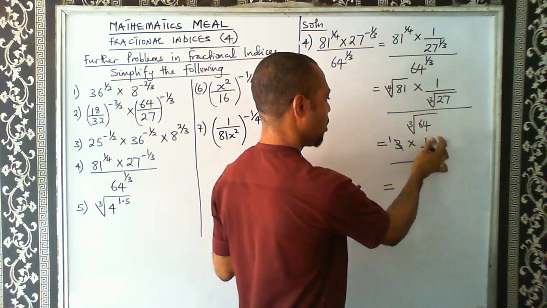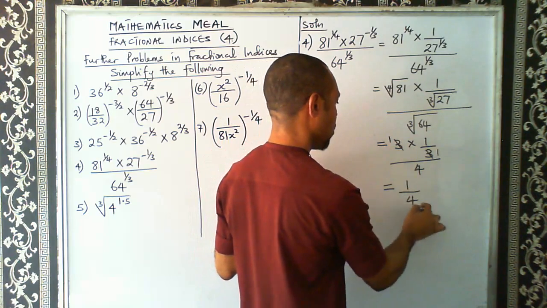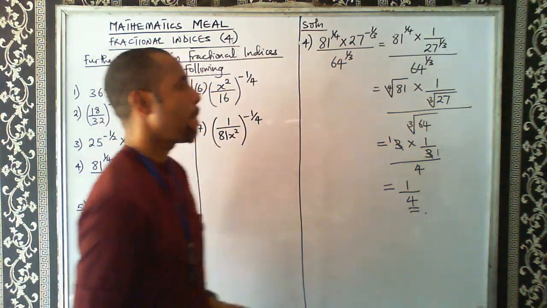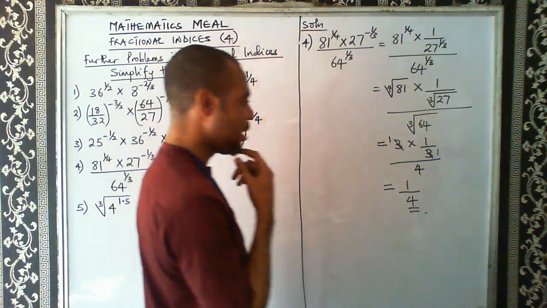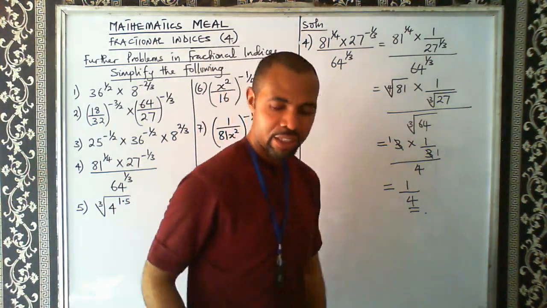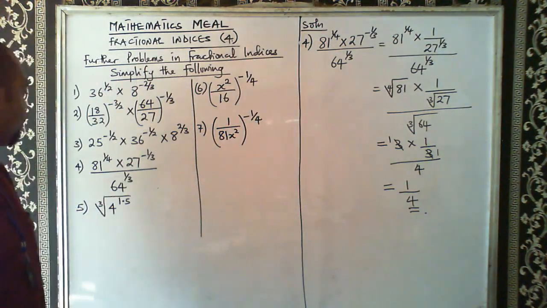1 times 1 is 1. 1 over 1 is 1. So we have 1 all upon what? All upon 4. Very simple. You know, at the beginning, you will be looking at it and say, how am I going to go about this? But it's actually simple. Very, very simple. Okay. We're making progress.